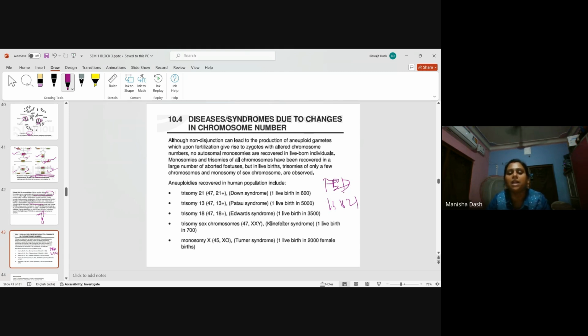Now, in addition to that, there are sex chromosome aneuploidies. There is one trisomy of the sex chromosome, that is Klinefelter syndrome, addition of one extra X chromosome. And there is monosomy of the X chromosome, that is Turner syndrome, the absence of one X chromosome, X0. Klinefelter syndrome occurs in males, and Turner syndrome occurs in females. And these three are the autosomal aneuploid conditions which can occur in both males and females.